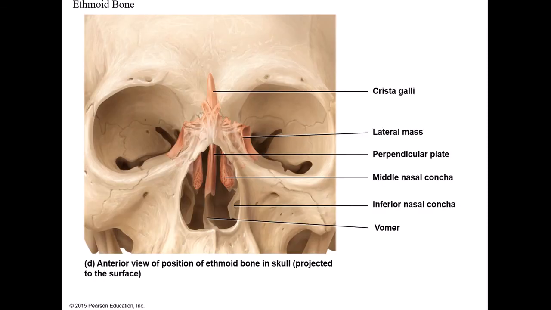The eighth bone is the ethmoid bone. This one is difficult to understand sometimes. I love this picture here. This really shows you how the ethmoid bone fits into our cranium. You could see the top part of the ethmoid bone is facing the cranial cavity. The bottom part of the ethmoid bone is in the nasal cavity, so it's kind of in between.